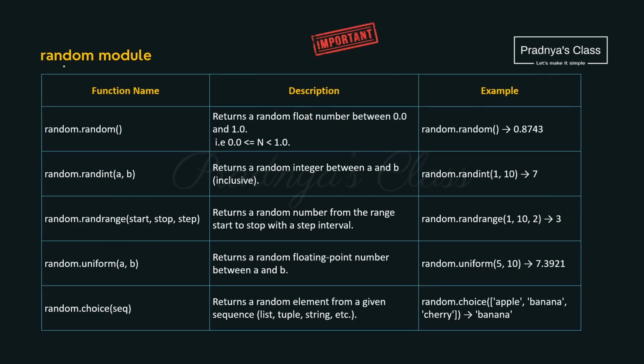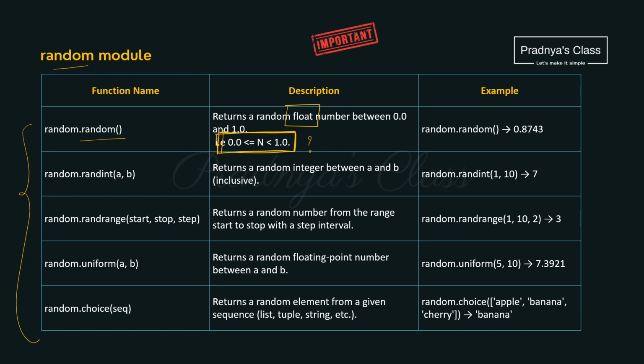Now we are proceeding to the most important module, that is random module. From this module, we are going to discuss 5 functions. The first is the random function. What it does? It gives the random number. But what type of number? It gives float. Then what's the range? The default range is 0.0 to 1. 1 is exclusive. That's why you will not get 1. Less than 1 you may get.